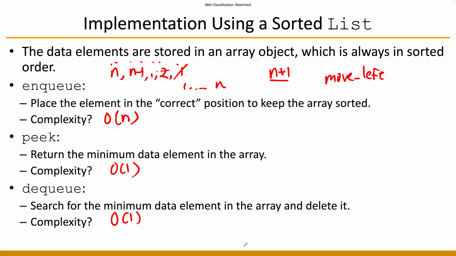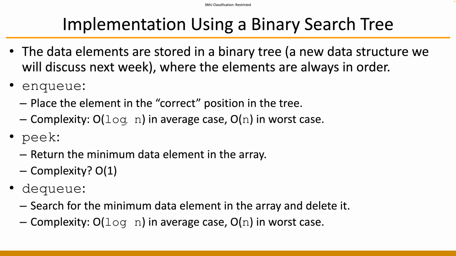Okay, so this is the trade-off you pay. Your pick operation is very efficient. DQ is also very efficient, but in-queue you have to spend a bit more time, in linear time to be exact. The final idea is to use a binary search tree.